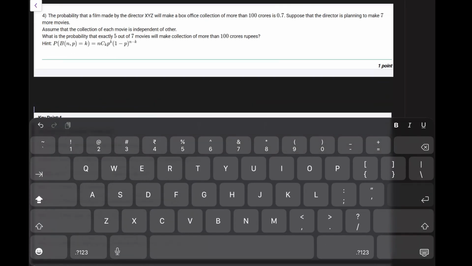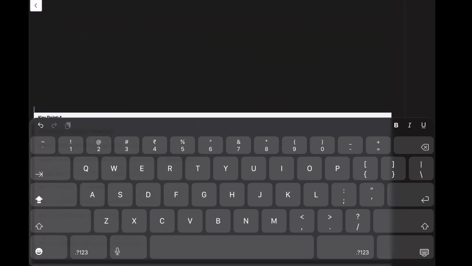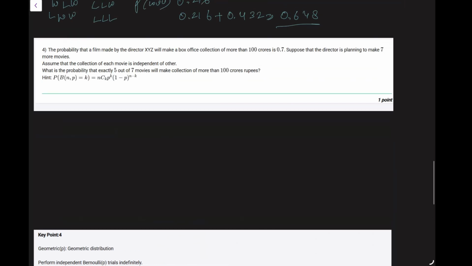Let's move to the next question. The probability that a film made by the director XYZ will make a box office collection of more than 100 crore, an Indian unit of value, is 0.7. Suppose the director is planning to make 7 more movies. Assume that the collection of each movie is independent of the others. What is the probability that exactly 5 out of 7 movies will make a collection of more than 100 crore?